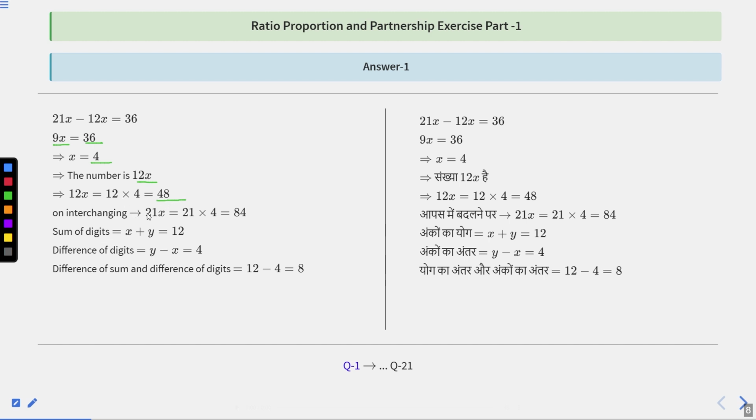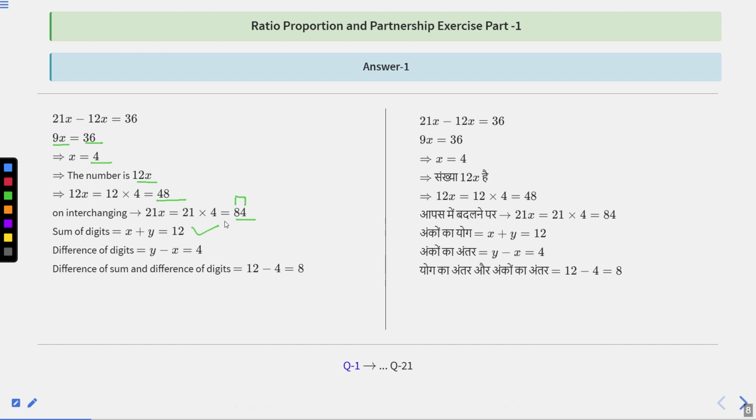Clear? Now interchanging. Now we know that the interchanged number is 21x. So we put the value of x, which is 4, and we get 84. Sum of the digits. What does it mean? We sum the digits of this number, which is 8 and 4, becoming 12.